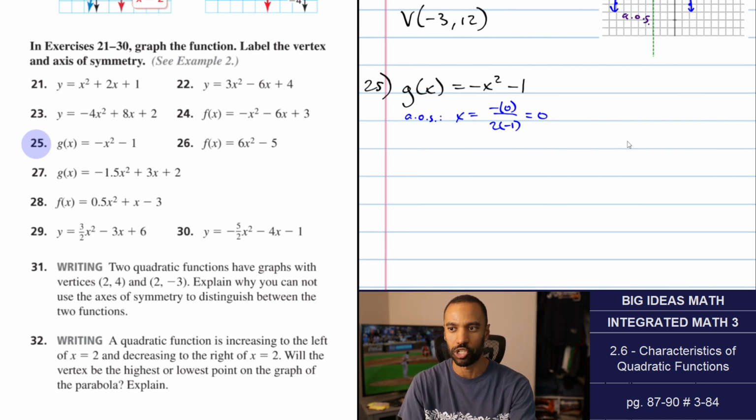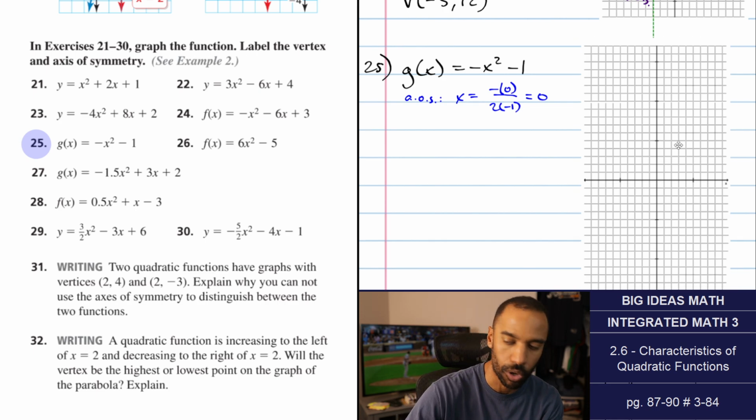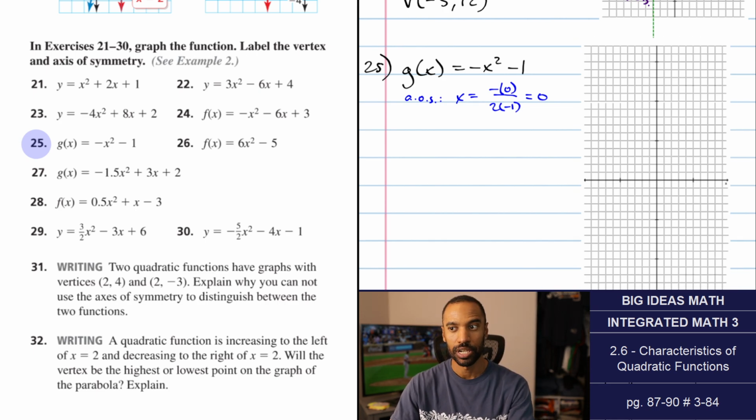Now, that's crucial for you to just notice there. This doesn't have a b term. With no b term, there's no horizontal shift. It's not the same as h, but it applies to h in certain ways. Remember, with completing the square and all that. So that does make your y-intercept of negative 1 also be your vertex.